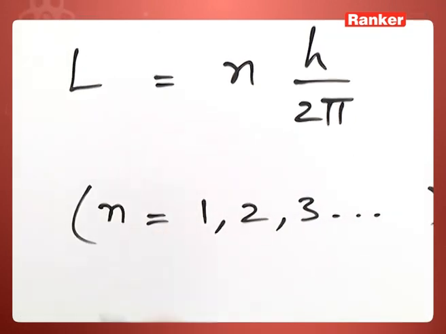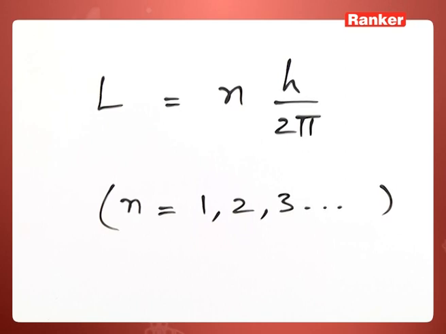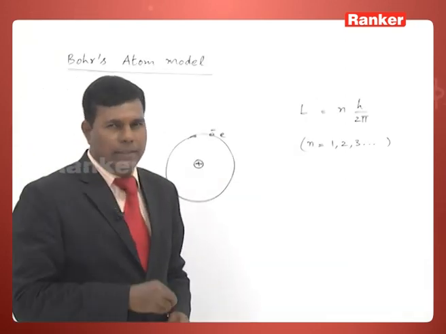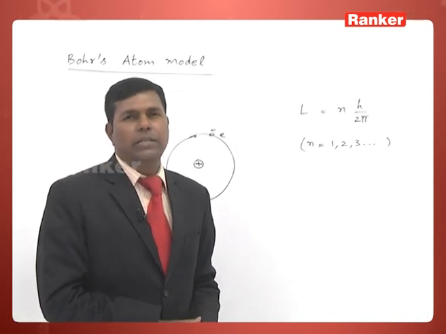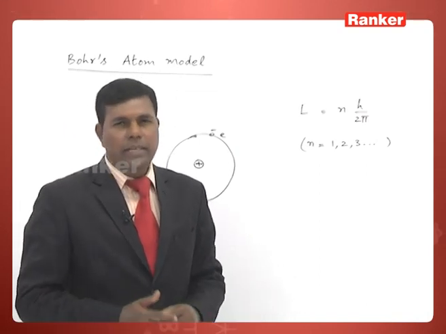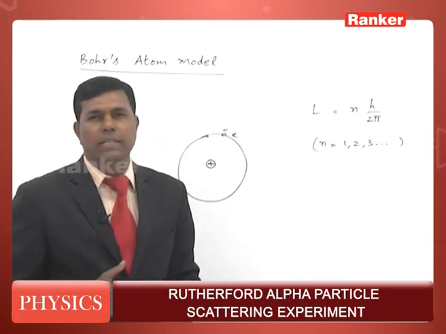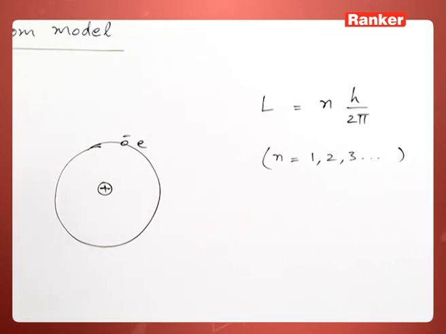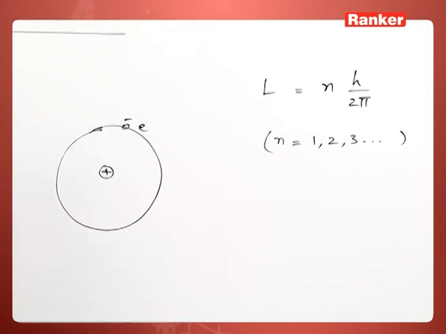So, as long as this condition is satisfied, we can say that the orbit is a stationary orbit, and as long as the electron is in the stationary orbit, it will not emit any radiation in the form of electromagnetic wave. In such case, the energy of the electron remains the same. It will continue to revolve in the same circular path. So, that is the explanation given by Bohr's atom model using these postulates.